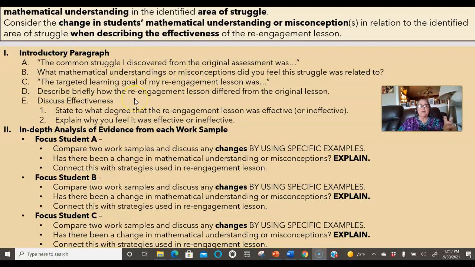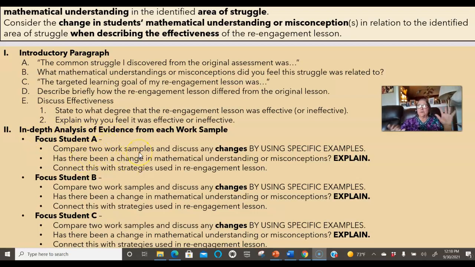Then you want to describe briefly how the re-engagement lesson differed from the first. You've already talked about that in more detail. Here's just a brief reiteration. Then you're going to discuss the effectiveness. State to what degree the re-engagement lesson was effective or ineffective, and why you feel it was effective or ineffective. So that's going to be like your introductory paragraph. And then, whether or not you have 3 full paragraphs here is kind of up to you, but next you need your in-depth analysis of each work sample.